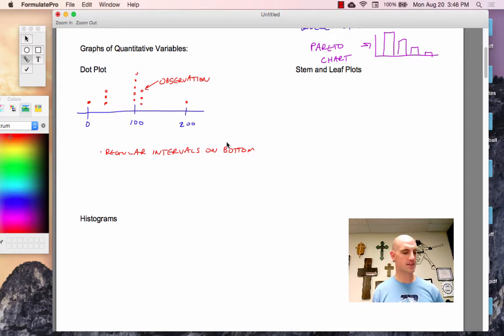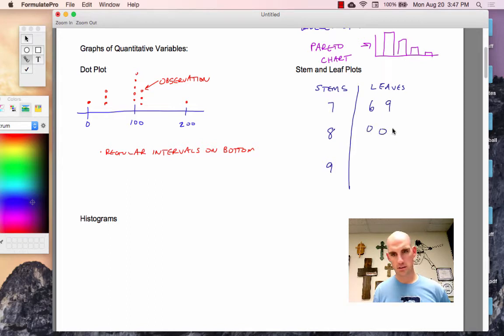Stem and leaf plots. Stem and leaf plots work like this. My stems go over here, and my leaves go here. Let's say I've got 7, 8, 9. I'm going to make this really easy. So I'm going to go 6 and 9, and then I've got 0, 0, 1, 2, 5, 6, and this would be like 1, 2, 3, 4, 5, 6.